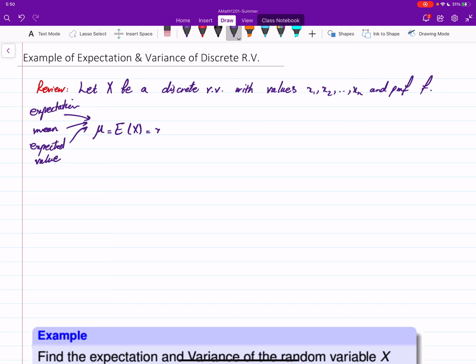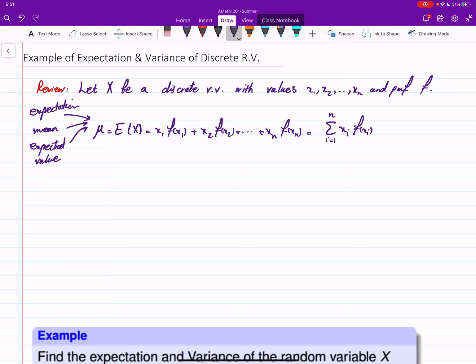We take the first value of that discrete random variable and multiply it by the corresponding value of the PMF. Then the second value times f of x2, and this goes up to xn f of xn. Using the summation notation, this is the sum of xi times f of xi, where i goes from 1 to n.